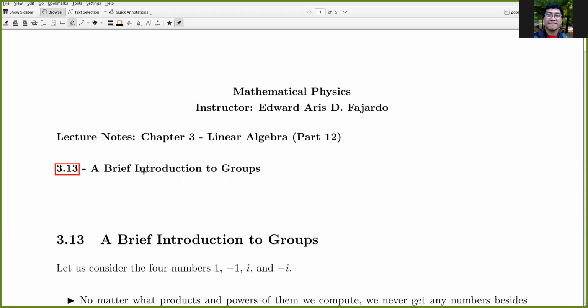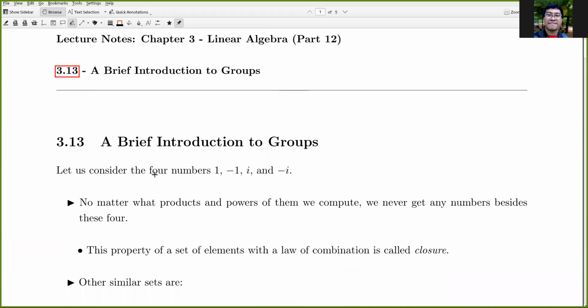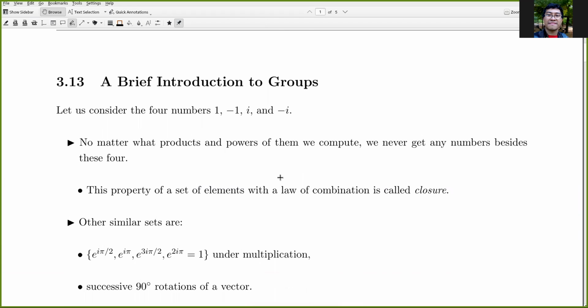Let us talk about introduction to groups. This is just a brief introduction. Let us consider four numbers, 1, -1, i, and -i.